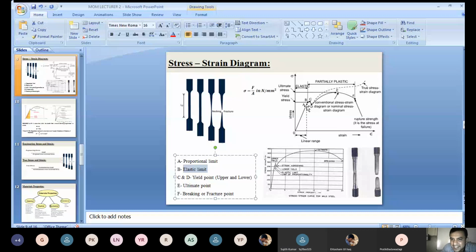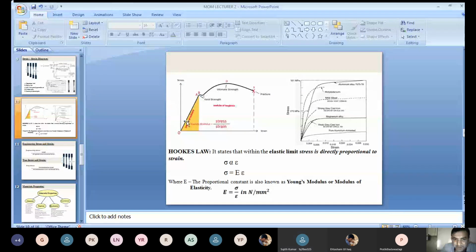Now see, the first one is elasticity here, from O to B. Up to the elastic limit, if you apply a load up to point B, you can leave that load and it comes back to its original shape and size. That is called the elastic region. This is O to B and the vertical line here. That is called the elastic region.